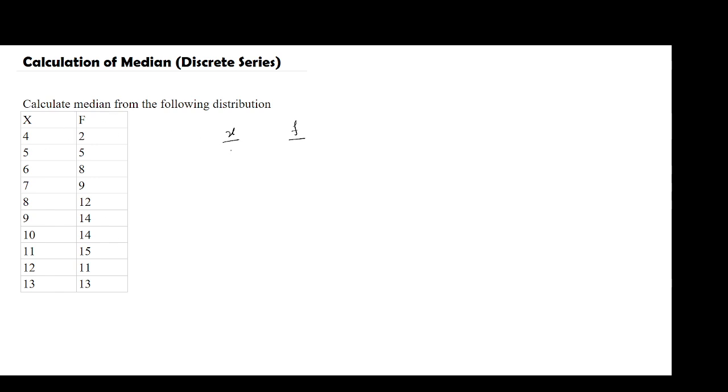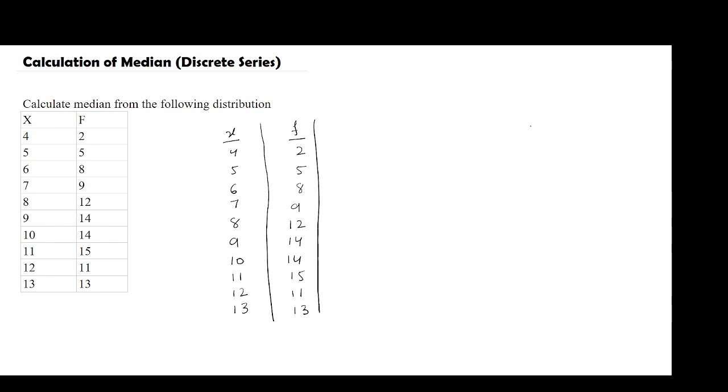So we'll write the x values as it is: 4, 5, 6, 7, 8, 9, 10, 11, 12, 13. And the frequency values are 2, 5, 8, 9, 12, 14, again 14, 15, 11, 13. So I have written as it is the x values and frequency values.